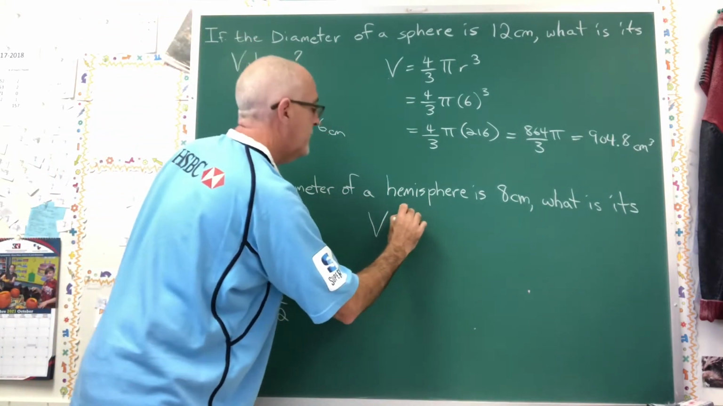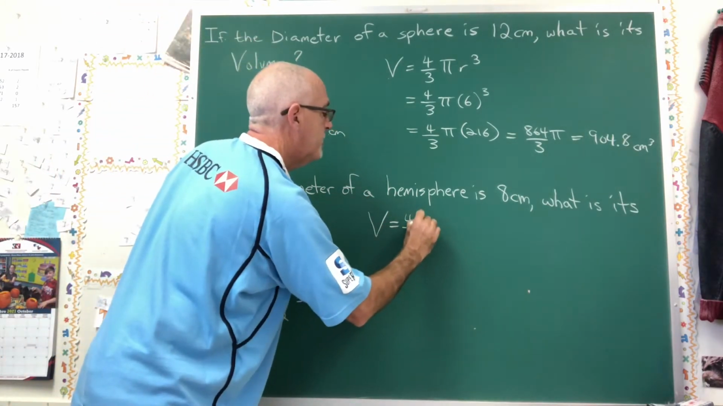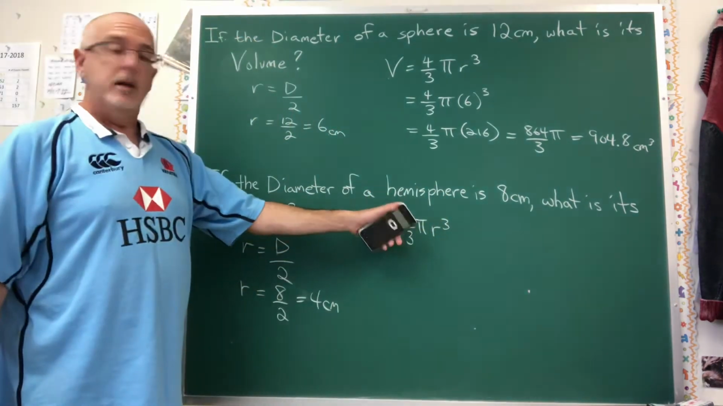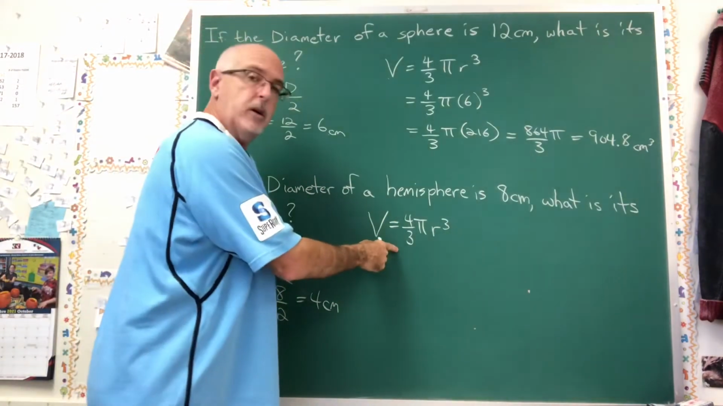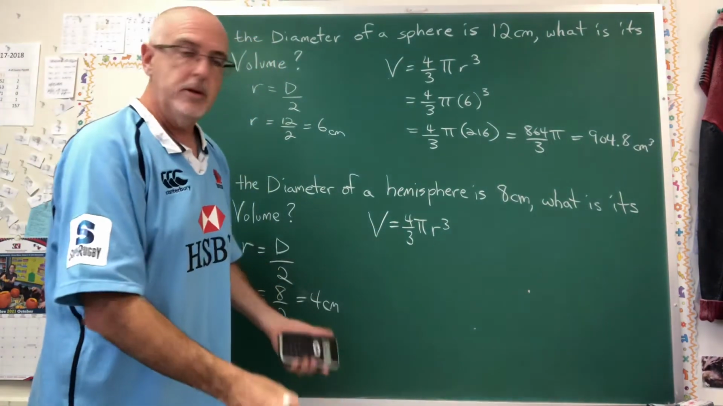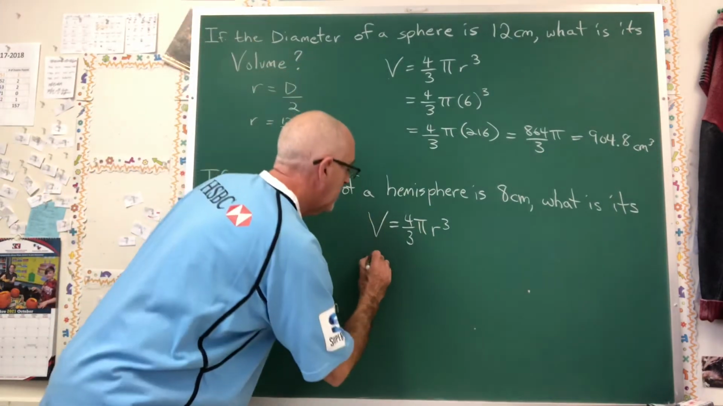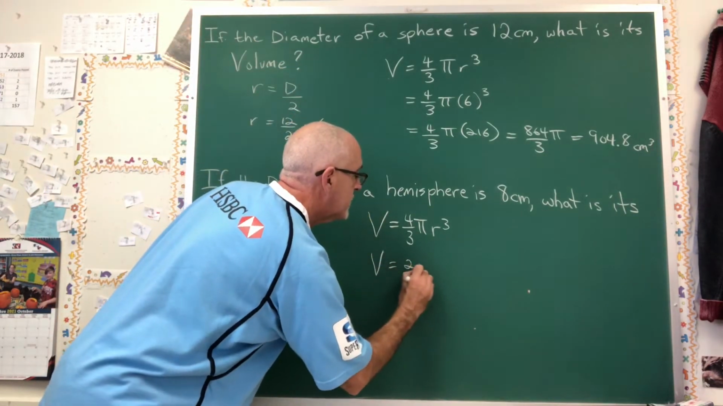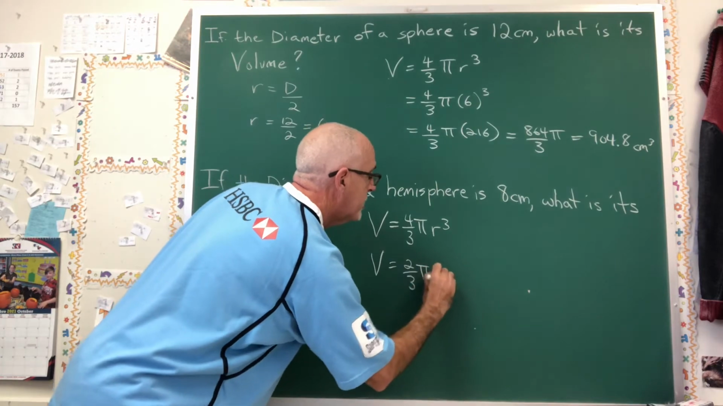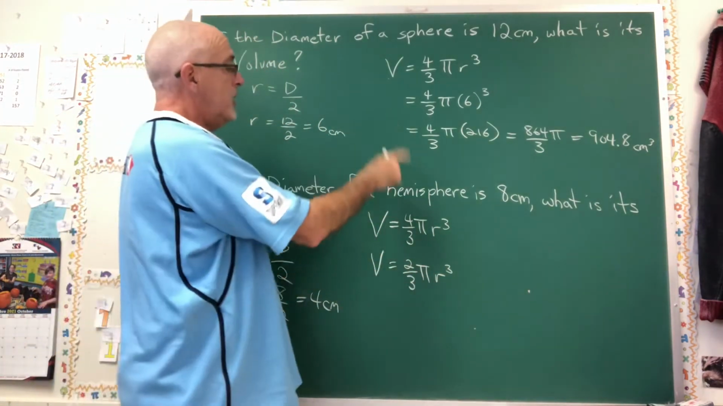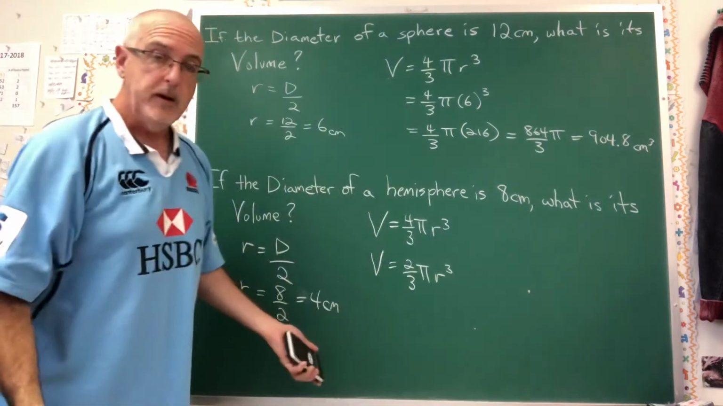Volume equals, we have 4/3 pi r cubed, but it's a hemisphere. So we have a choice. We can do this volume formula and then divide the answer by 2 to get the correct volume of the hemisphere, or we can just modify the formula, which is what I'm going to do. It's 2/3 pi r cubed. Half of 4/3 is 2/3. So a hemisphere is half the volume of the sphere.